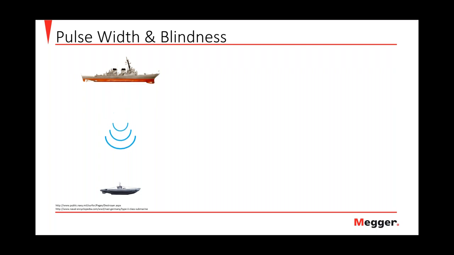So if we have a ship and a submarine, the ship is going to use a radar and send a signal down to detect the distance to that submarine. As long as that ship is far away, it has time to originate that signal, send it down through the water, reflect a signal off of that submarine, and return to the ship, and then it can calculate it.